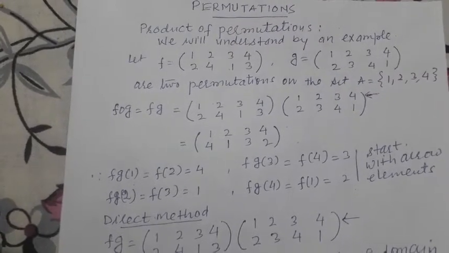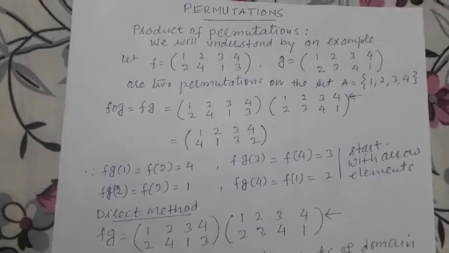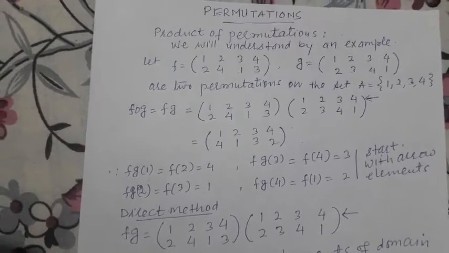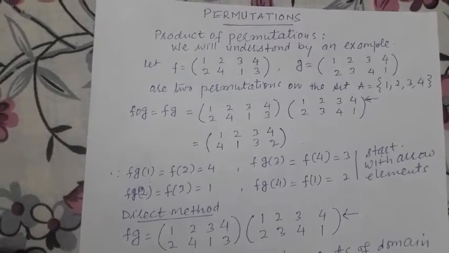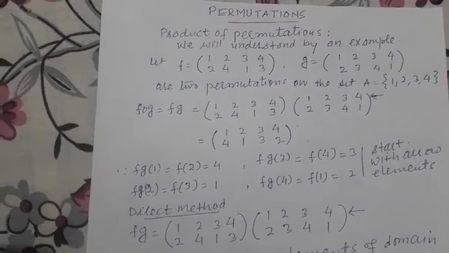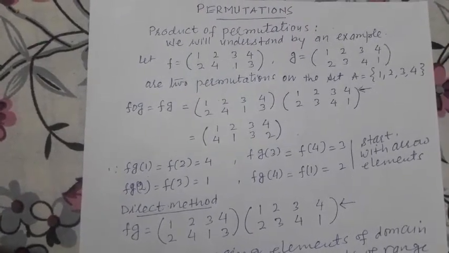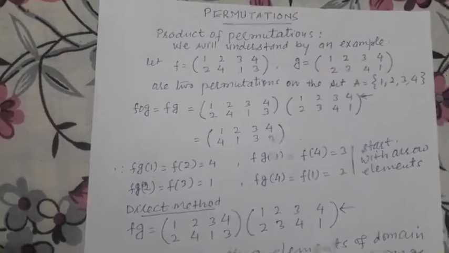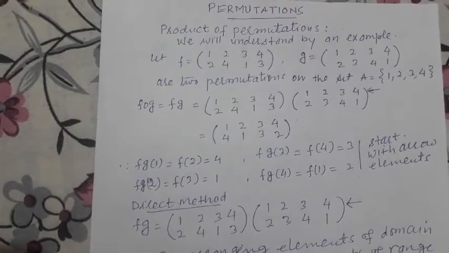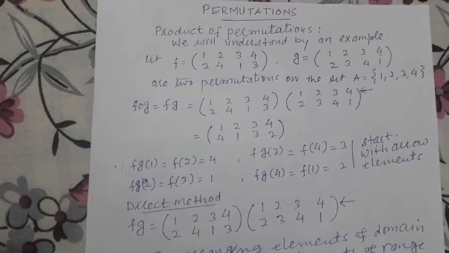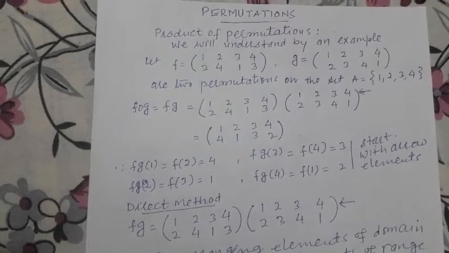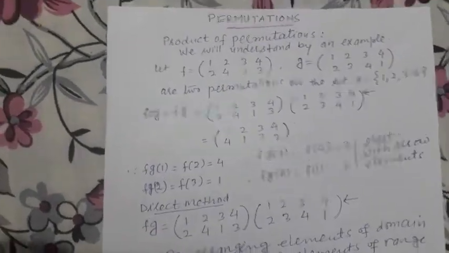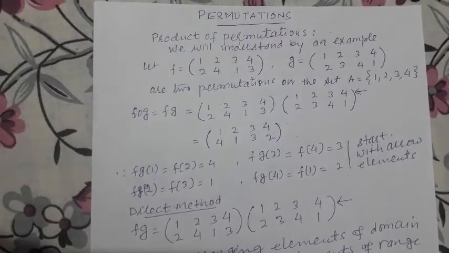In the previous lecture we have learned the concept of permutation. In permutation, we considered a non-empty set A and defined a one-one onto mapping, or bijective mapping, from the set A to itself. This one-one onto function is said to be a permutation on that set.